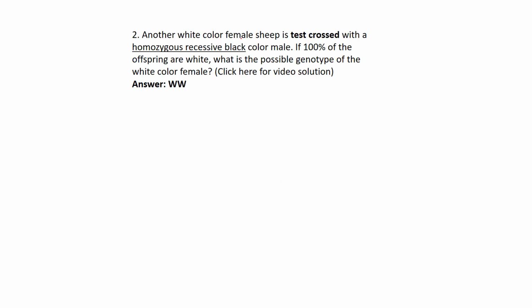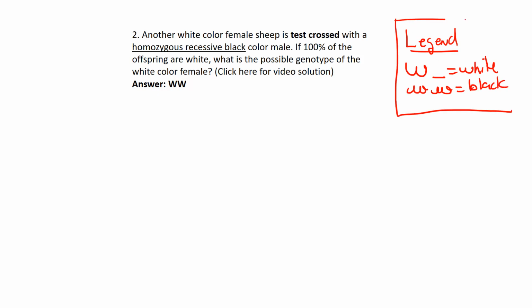Another white colored female sheep. Now, this is, again, assuming that you remember what that legend was. We remember that white wool was dominant to black wool. So let's just pop that in really quick. That would be our first step, the legend. Now, in a test environment, they will give you that information somewhere in the question. You will have to come up with the legend, but they'll give you who's dominant over recessive. You're not expected to know that. This is just based on some other information we've done before. So there's our first step.